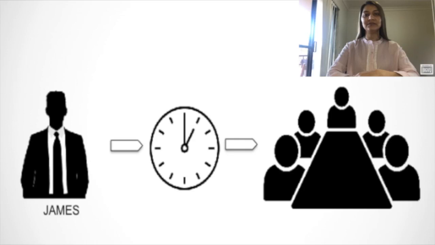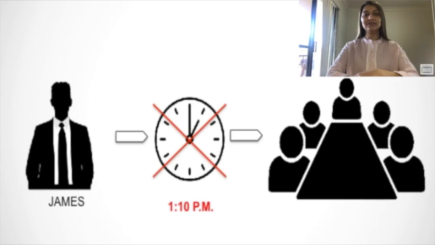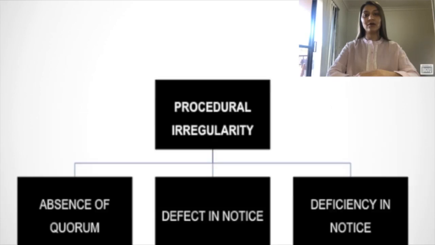The annual general meeting would start at 1 p.m., but due to traffic, the meeting chairperson was delayed and the meeting started at 1:10 p.m. instead. James raised a question regarding this delay and inferred that it could cause a procedural irregularity and the entire general meeting must be conducted once again. A procedural irregularity can be defined as the absence of quorum at the general meeting, a defect, irregularity, or a deficiency of notice.